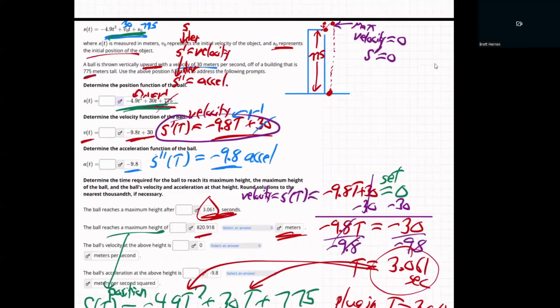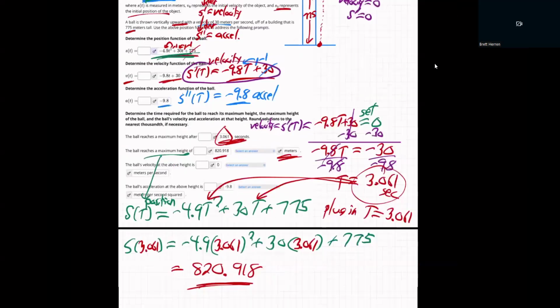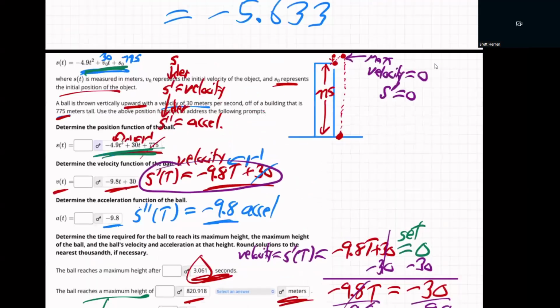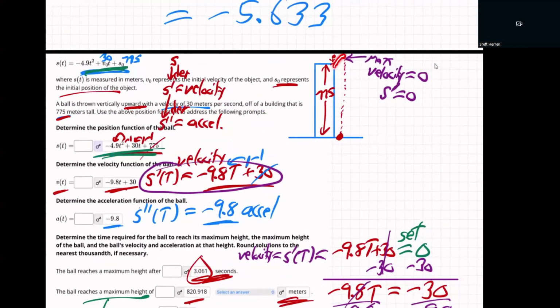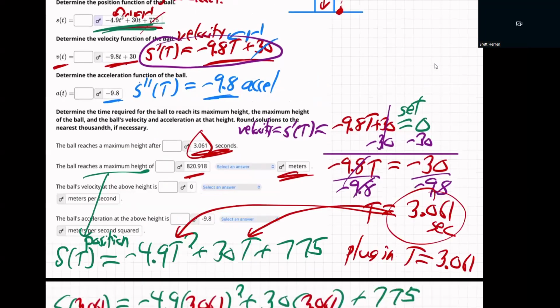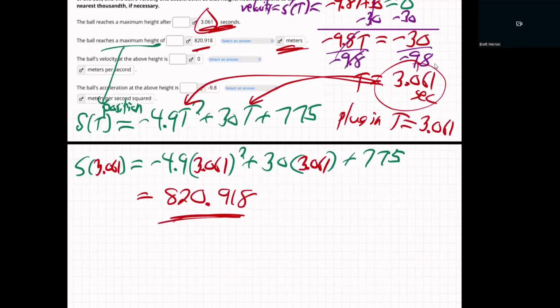So it started up there at 775 meters, but somebody threw it up and it went up even higher, went up to, what was it, 820, up to 820. That was the top after just past 3 seconds, and then it's going to come down to the ground. So there it is for that part.